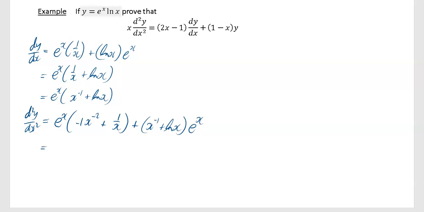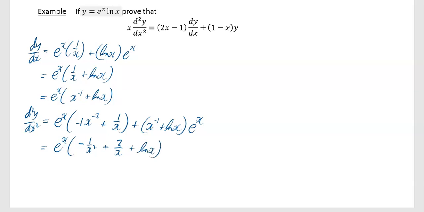So again, we're going to factorize. Take e to the x outside a bracket and see what you're left with. You're going to have minus 1 over x squared plus two lots of 1 over x, and then you're also going to have your ln of x.